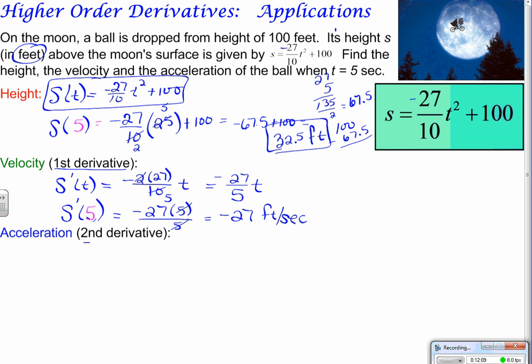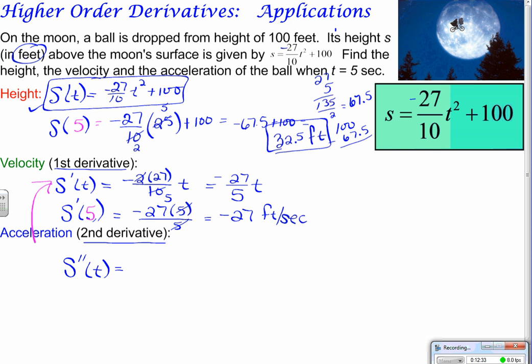Now, something new. We're going to move to acceleration, and acceleration is the second derivative of our position function. So s double prime of t will be, what I'm going to do is refer back to this level. I want to take the second derivative, so I'm going to take a derivative of the first derivative.